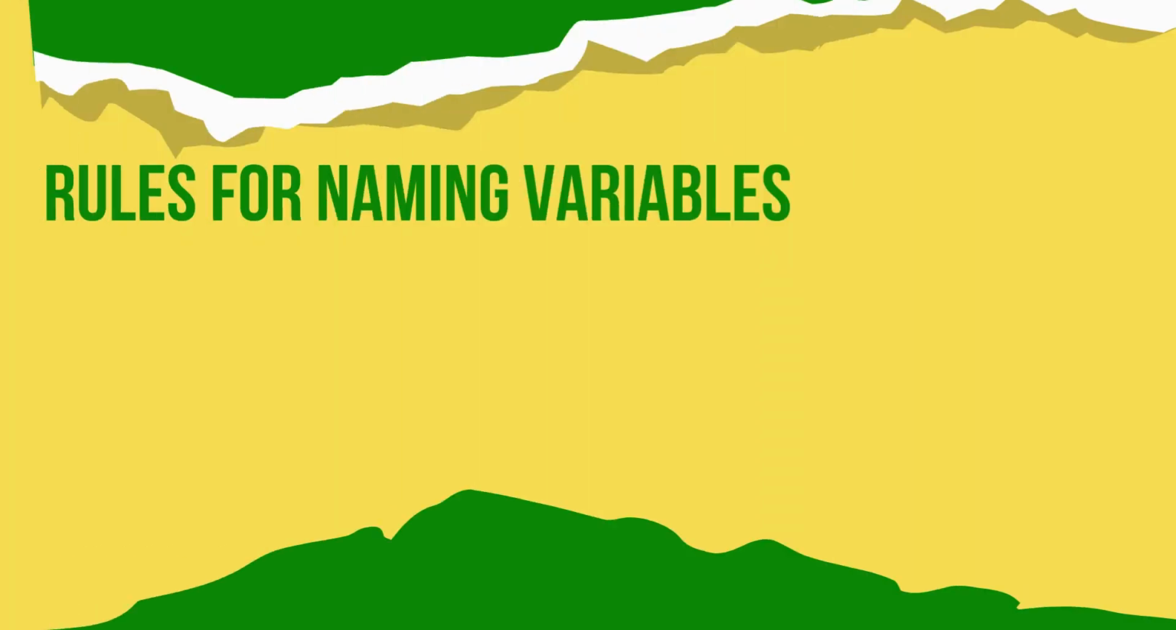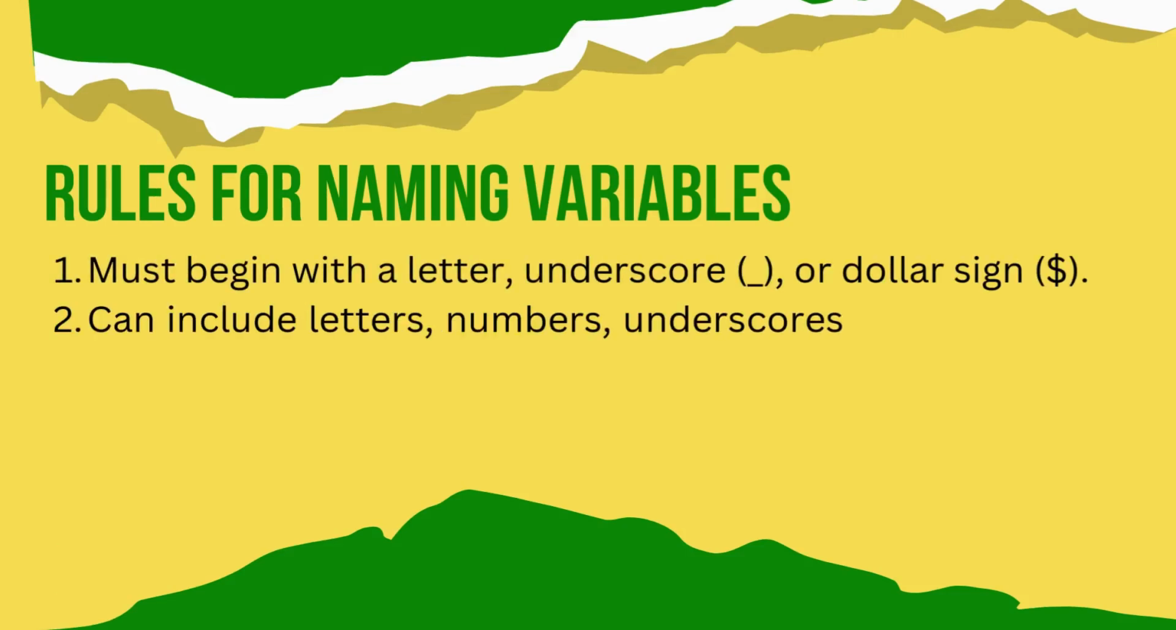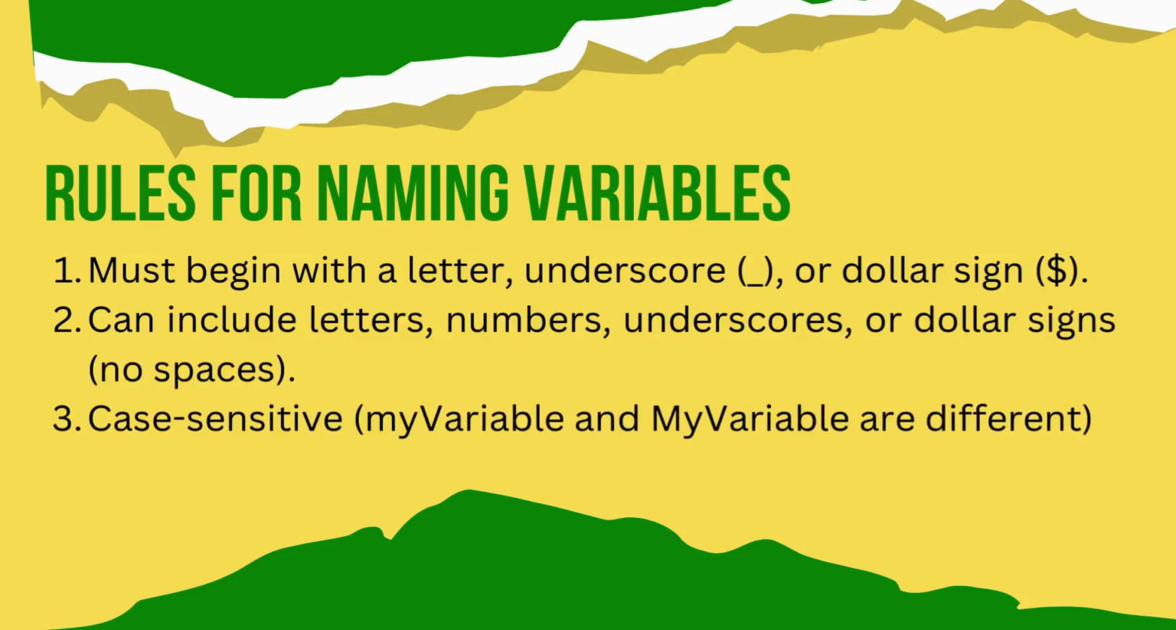Rules for naming variables. A name must begin with a letter, underscore, or $. It can include letters, numbers, underscores, or $ signs, but no spaces.